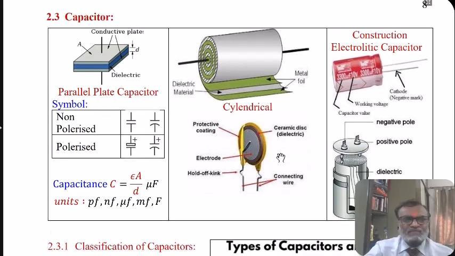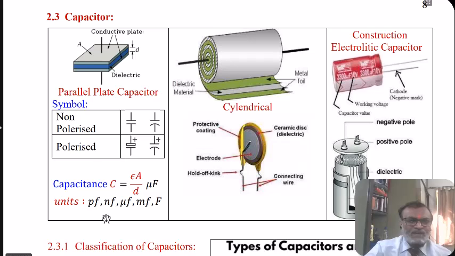The second component is a capacitor. If you see the construction of a capacitor here shown in the figure, it is a parallel plate capacitor. Two metal plates separated with the dielectric. The area of the metallic plate is A and the distance of separation between the plates is D. That is nothing but the thickness of the dielectric. The capacitance of such a parallel plate capacitor is given by the equation C is equal to epsilon A by D, and it is measured in the units farad.